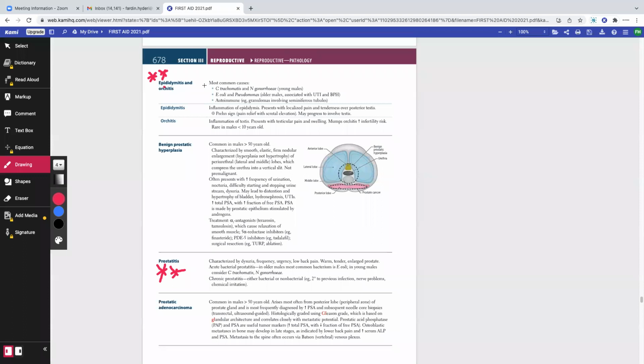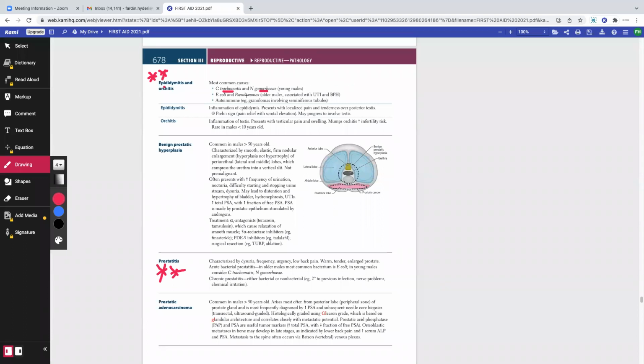What are the treatments? The most common causes of epididymitis and orchitis in young males are chlamydia and Neisseria gonorrhoeae. Neisseria gonorrhoeae is a gram-negative intracellular diplococci, and chlamydia is also a gram-negative organism. So these are the two very high-yield organisms. For the treatment of chlamydia trachomatis and Neisseria gonorrhoeae, we give a combination of ceftriaxone and doxycycline. If you want, you can write this down.